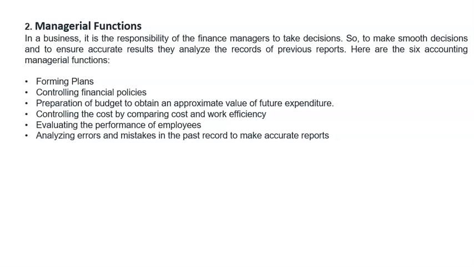Controlling the cost by comparing the cost and work efficiency. What are you gaining vis-a-vis what are you incurring? That's what it means. So that's why you break it down. If you're incurring a lot of costs, and what you're gaining in work efficiency is far less than what you're putting in, then a decision has to be made to either reduce that activity or to stop it there and then.